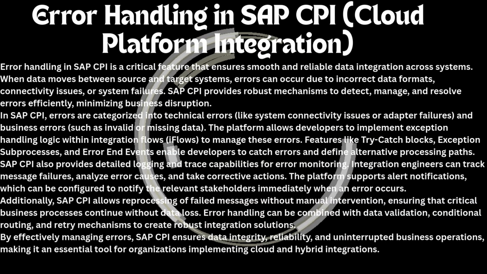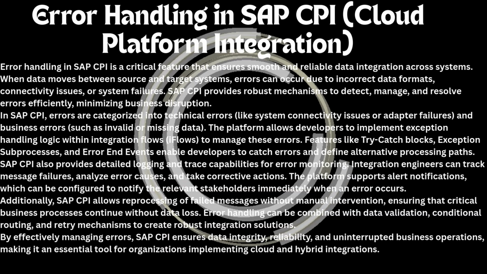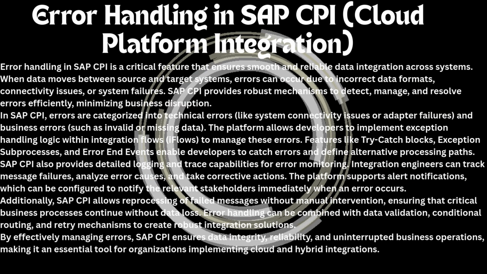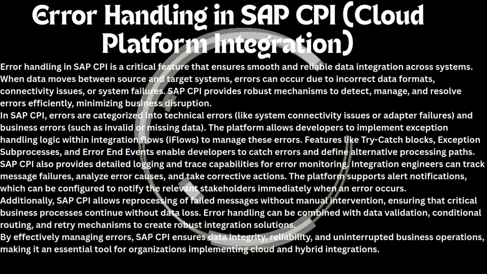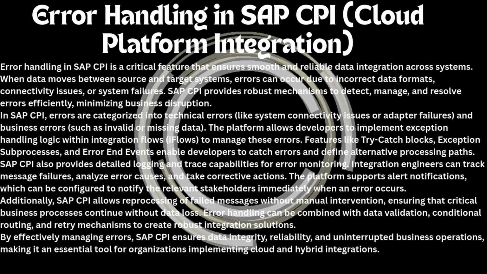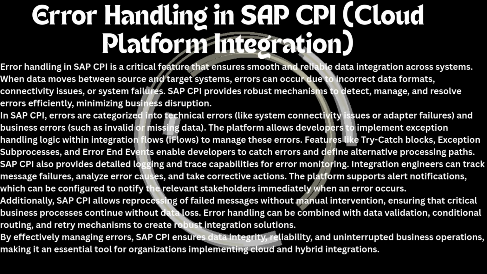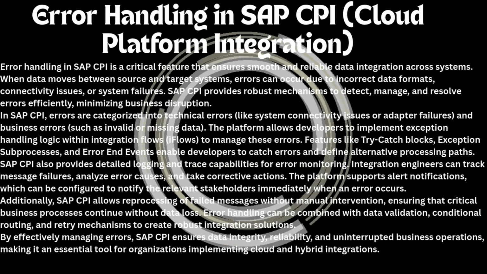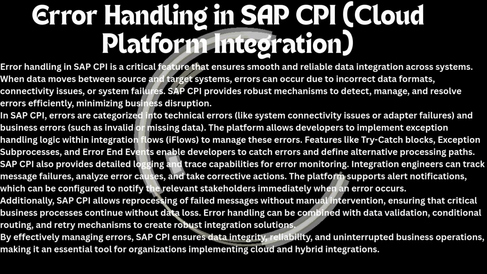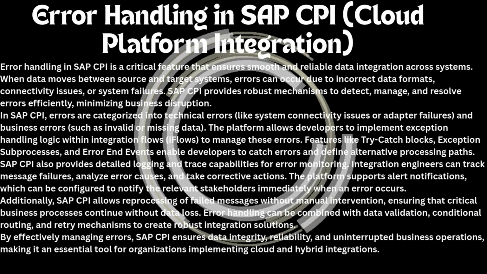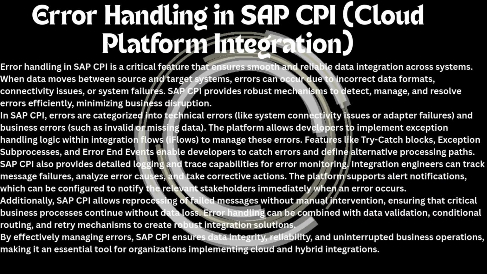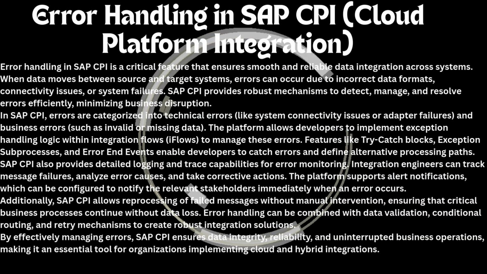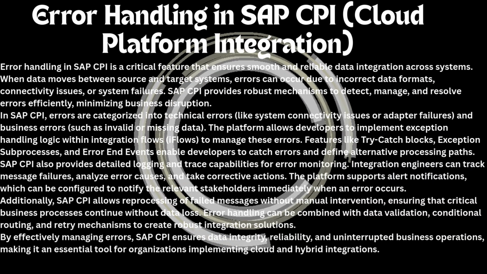In SAP CPI, errors are categorized into technical errors, like system connectivity issues or adapter failures, and business errors, such as invalid or missing data. The platform allows developers to implement exception handling logic within integration flows to manage these errors. Features like try-catch blocks, exception subprocesses, and error end events enable developers to catch errors and define alternative processing paths.